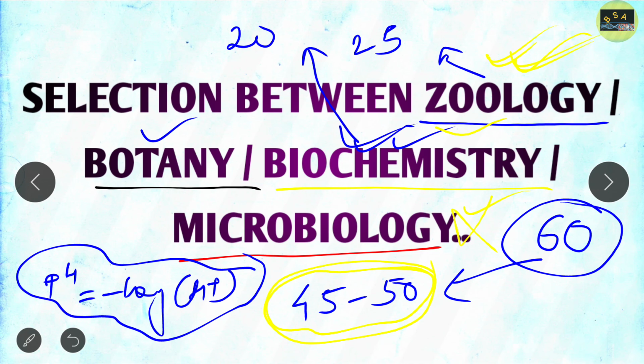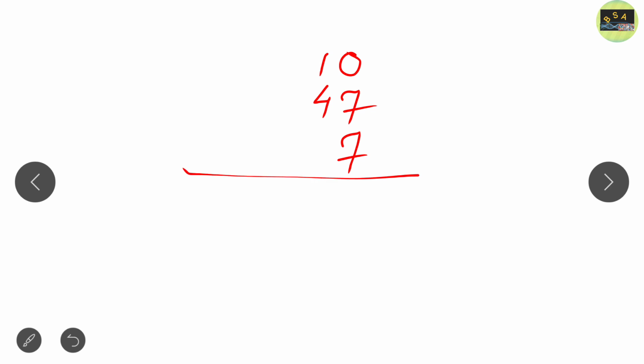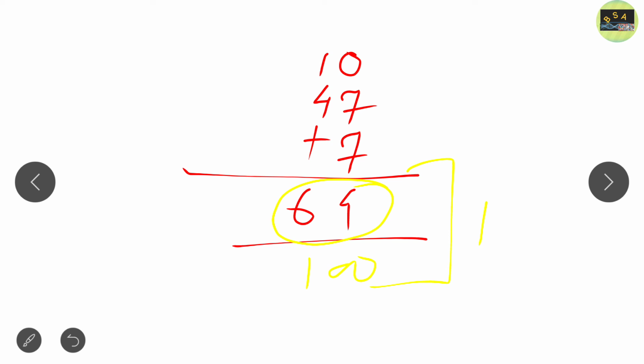So if we calculate the total marks, 10 marks from general aptitude, I took just 47 marks from your main subject, and I took 7 marks from chemistry. Then it becomes 7 plus 7, that is 14, 10 plus 47, that is 64. You can easily score 64 marks out of 100, and that's enough to get your rank in the top 100. Your rank will be in the top 100, and you can easily get a good IIT. So in this way you can easily get 64 marks in GATE.